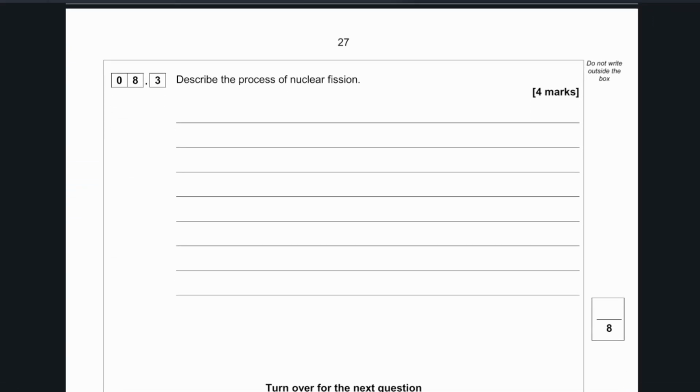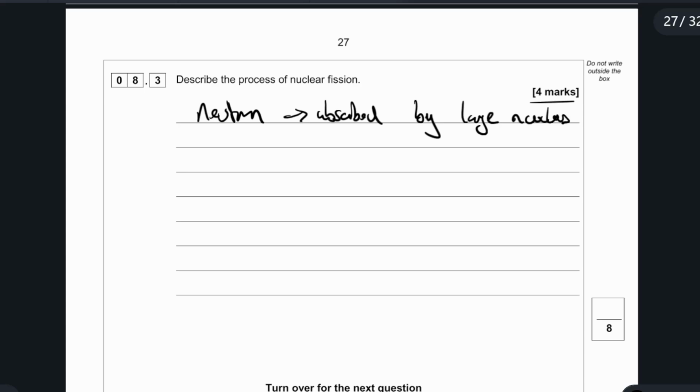8.3, describe the process of nuclear fission. This is a 4 marker, so you want to go step by step. First of all, with fission, what actually happens? Well, a neutron is fired at a nucleus and is absorbed by this nucleus. Generally, it tends to be quite a large nucleus. So that's your first point. What happens after the initial absorption? Well, this nucleus then splits into 2 smaller nuclei, which we can call daughter nuclei. So that's your second point here.